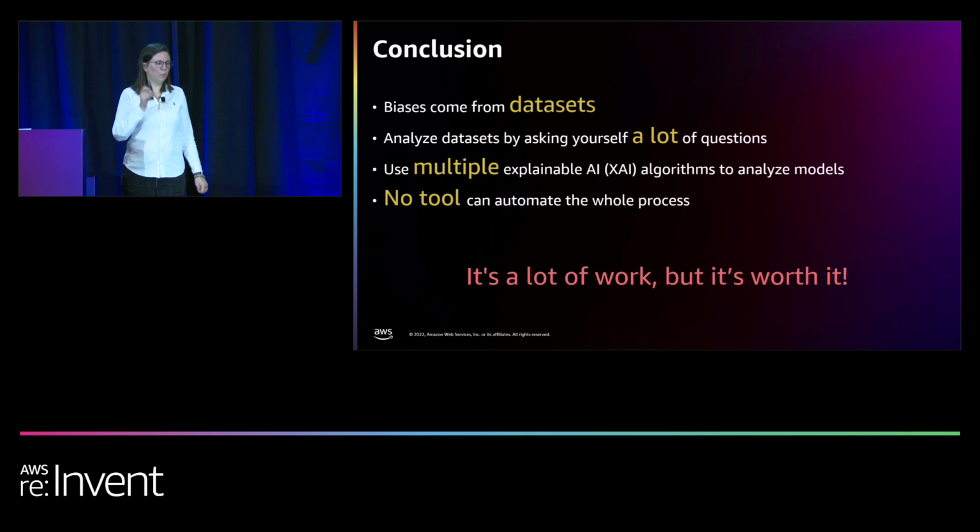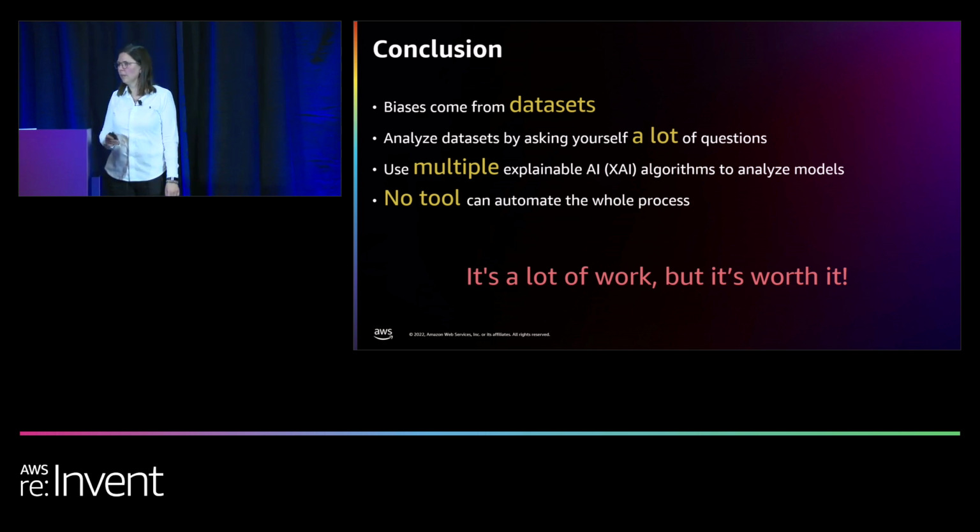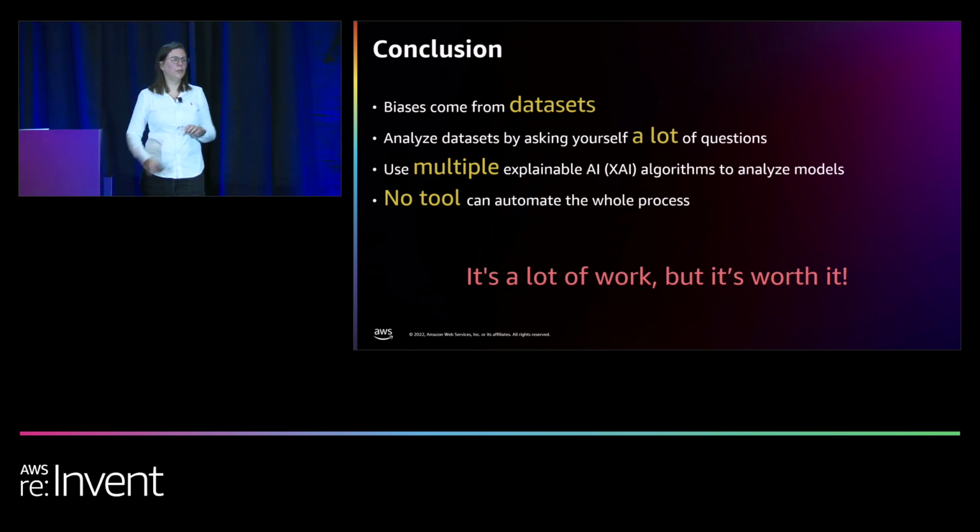Third, use multiple explainable AI algorithms. Not one, not 2. Use a lot of them to understand really how your model is working. And the last one is no tool will do that for you. Of course, tools can say, there's something strange here, but it will not say if it is some normal thing or if it is a big, dangerous thing that is happening. And so you will always have to use human intelligence to do artificial intelligence.